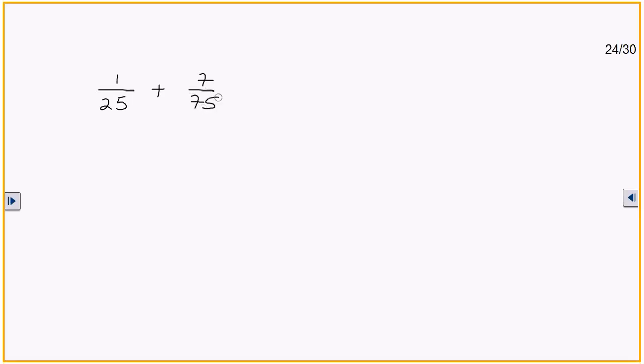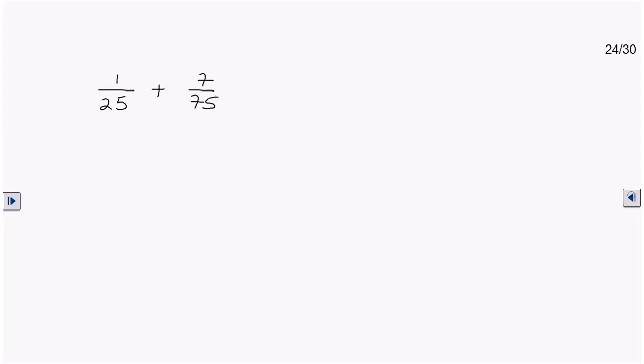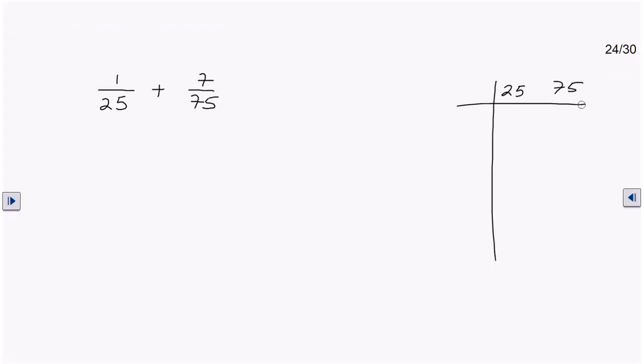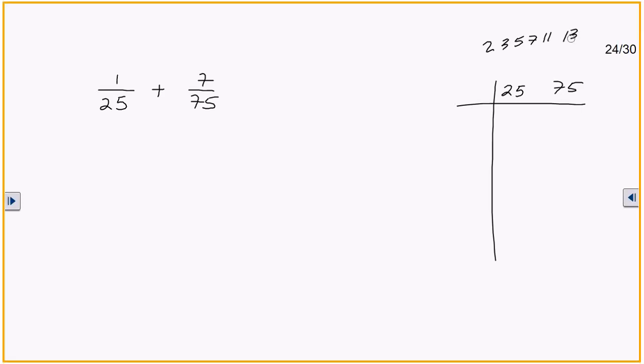Now this is a complex fraction because most people don't think in terms of 25ths and 75ths. So this is a problem where you're going to have to find a common denominator. So what you do is you go over here and you say 25 and 75. You don't care about the greatest common divisor here. All you want is the least common multiple.